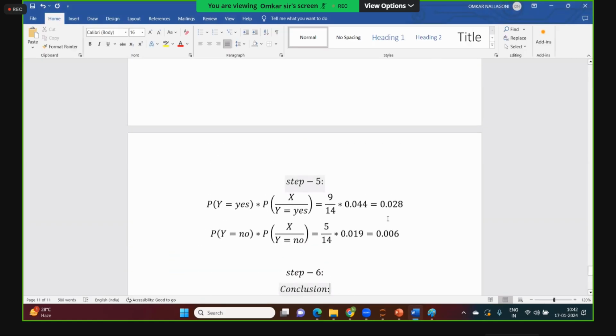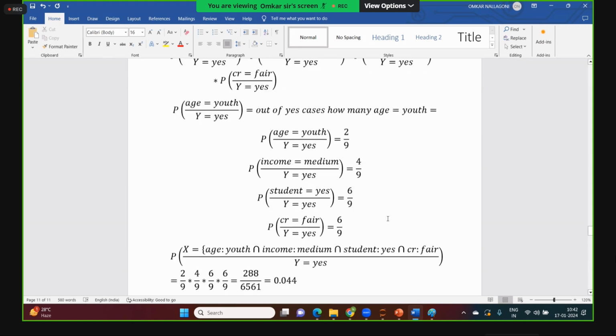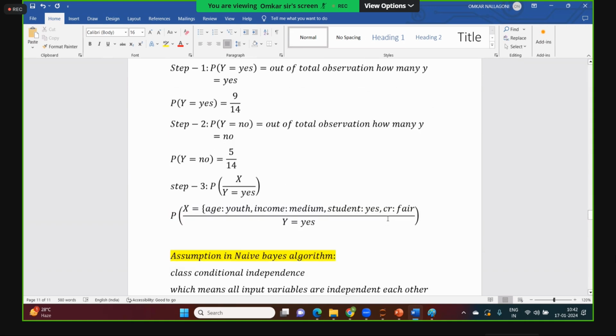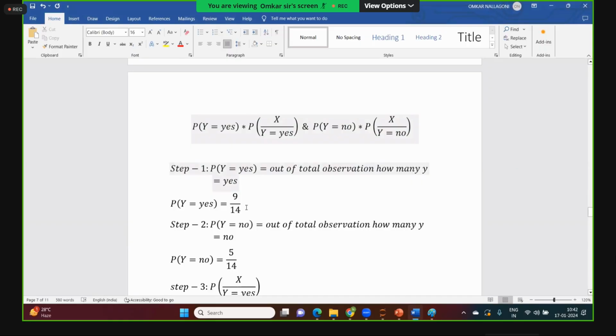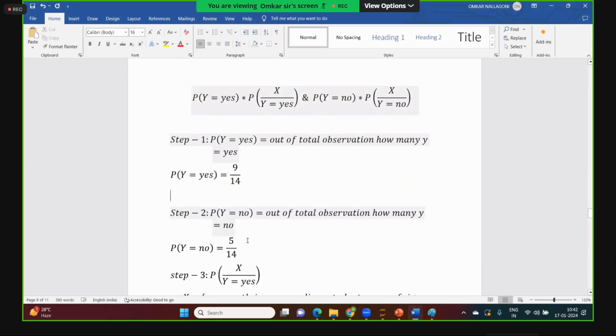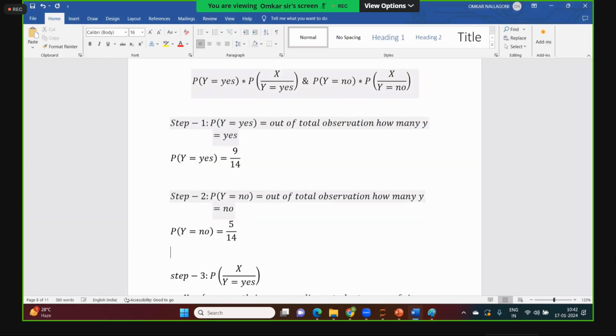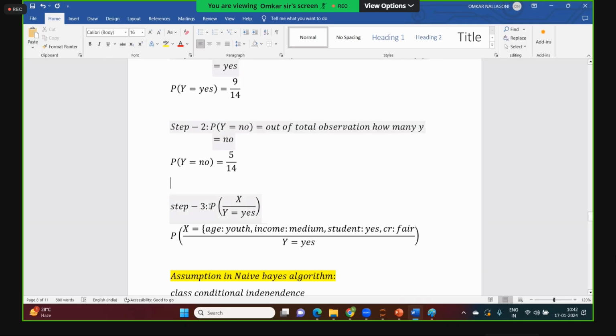Very simple. Is decision tree easy or naive Bayes easy? Naive Bayes is easy. So I'm just repeating now. Step 1 is calculating the number of yeses. Step 2 is calculating the number of nos. And step 3 is P of X given yes.